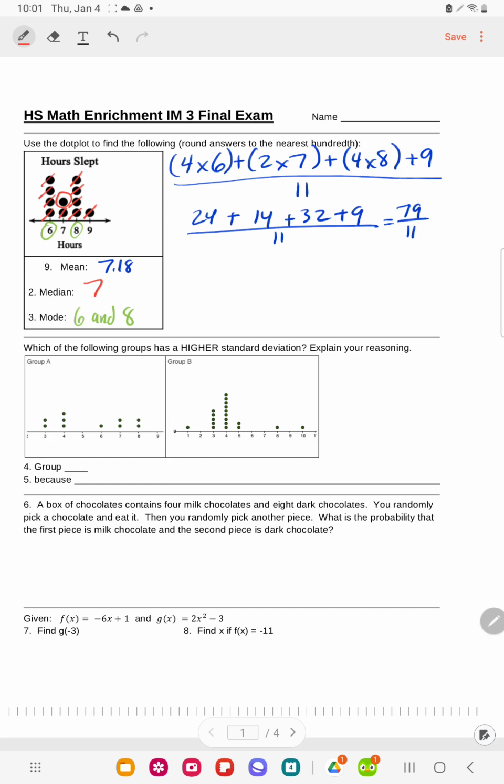Which of the following graph groups has a higher standard deviation? Explain your reasoning. So standard deviation means how spread out the data points are. And if it has higher standard deviation, that means the data points are spread out more. You can see that the range between these numbers is around 5, whereas the range between these numbers is 9. So group B has a higher standard deviation because the data points are more spread out compared to group A.